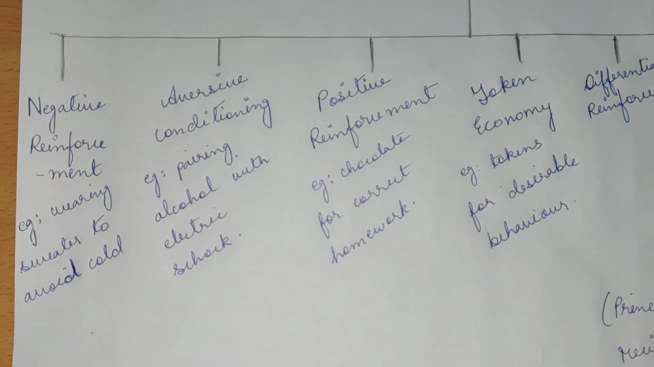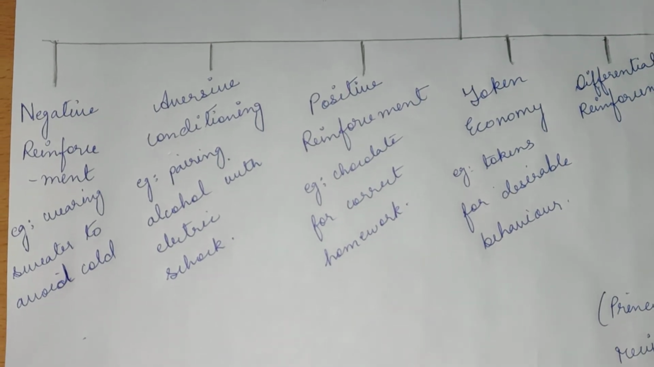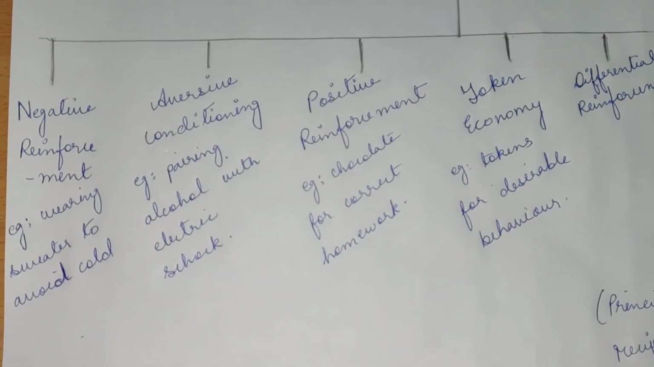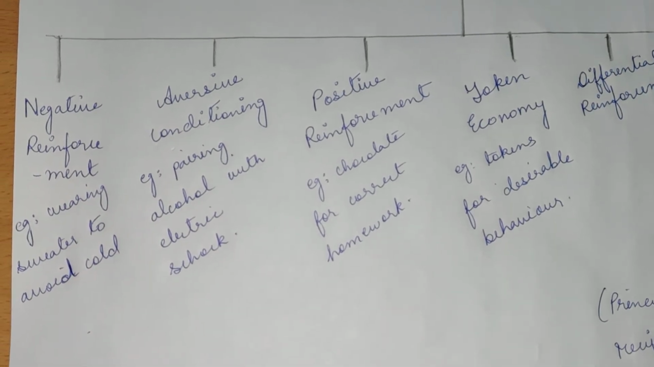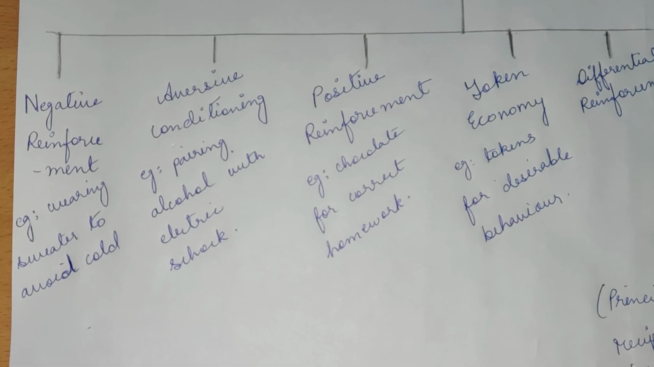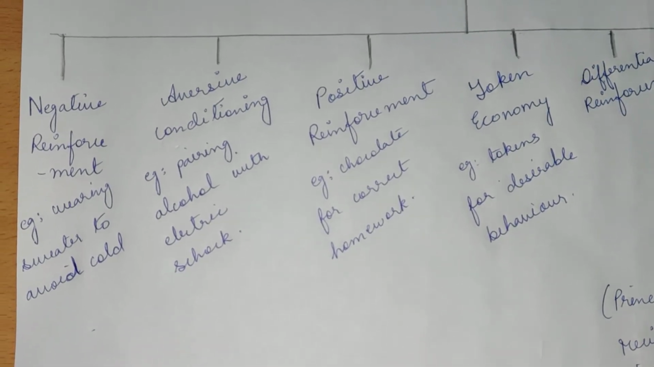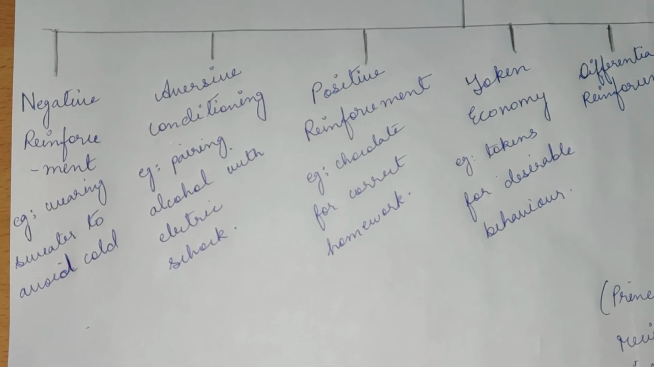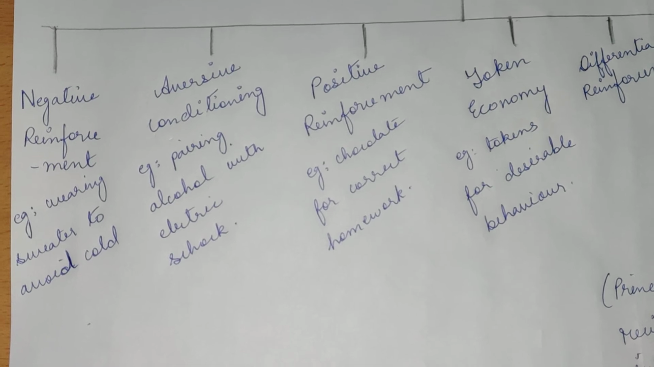That is positive reinforcement. Token economy is where you announce in the beginning itself that the client will be given a token for each time that a desirable response occurs. And at the end of the week or end of the day, you count the number of tokens collected by your client, and based on that you give a reward.